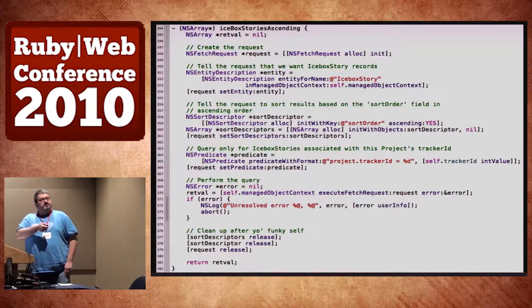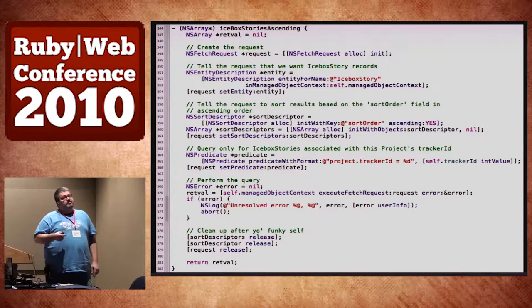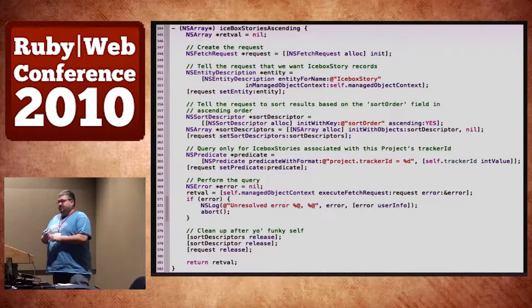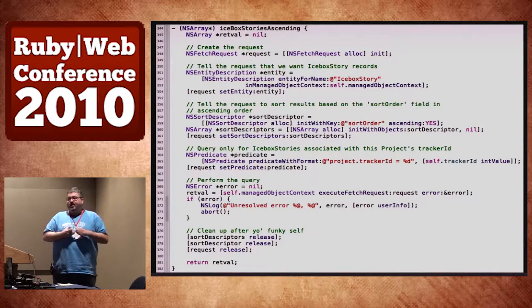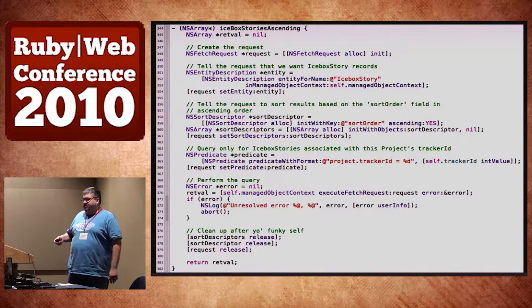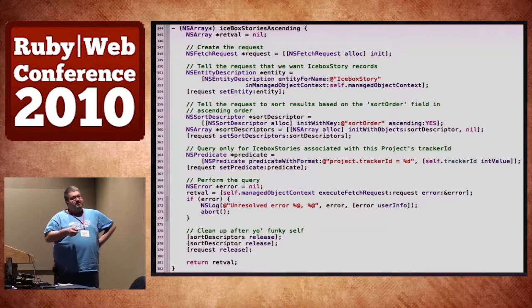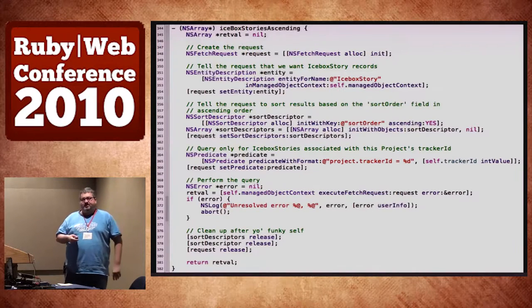I put this particular sample in here because this is doing a join, and it's that easy. I'm saying I want to get stories where the project for the story has an ID and tracker of whatever. So that way, I'm only getting icebox stories for my project and not for other projects. Then I actually execute the query. This is where we get into the more C stuff, where I'm passing a double pointer so that way I can get an error back from the managed object context.